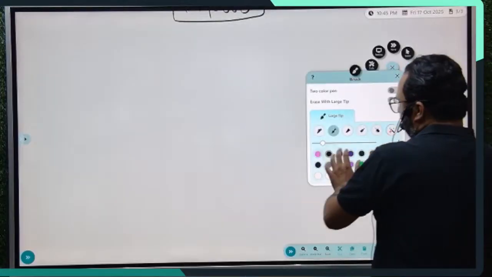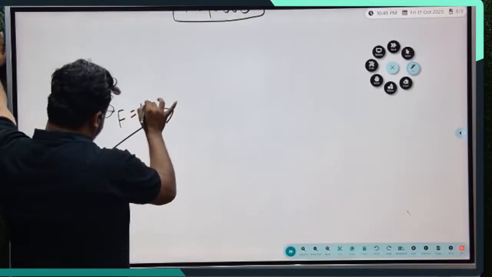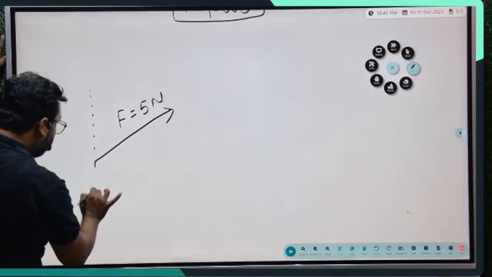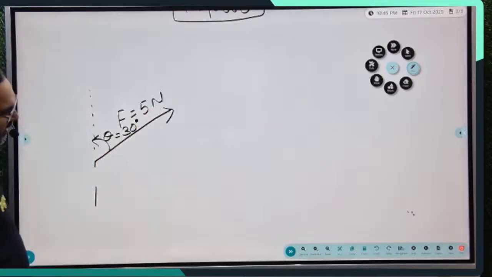Similarly, suppose a vector is given, f is equal to 5 Newton, and the angle is given as 30 degree. Can you resolve the force? The x-axis component will be 5 cos 30, and the y-axis component will be 5 sin 30.